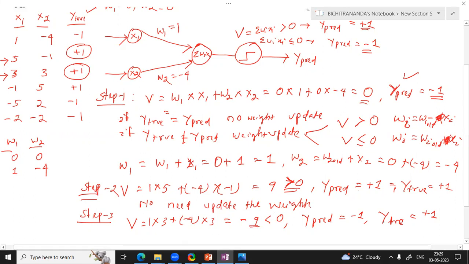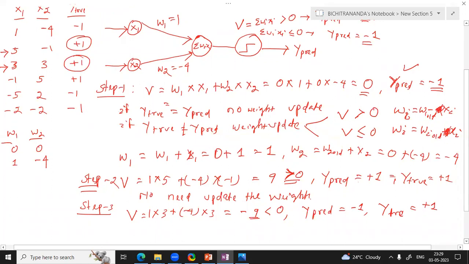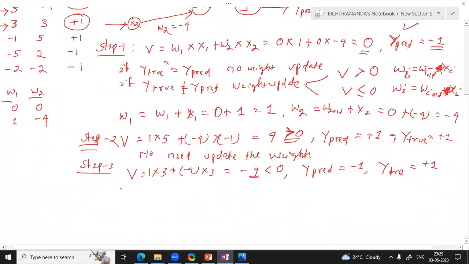So what is going to happen? So let's. Now my W1 is equal to W1 old value, 1, plus my x. What is my x? It is 3. That is 4. And what is W2? W2 old, that is minus 4, plus what is the x value? Here x value is 3, which is going to be minus 1. So now my new W1 value is 4 and my W2 value is minus 1. This value is now going to do the next step operation. Okay. So now let's go to step 4.